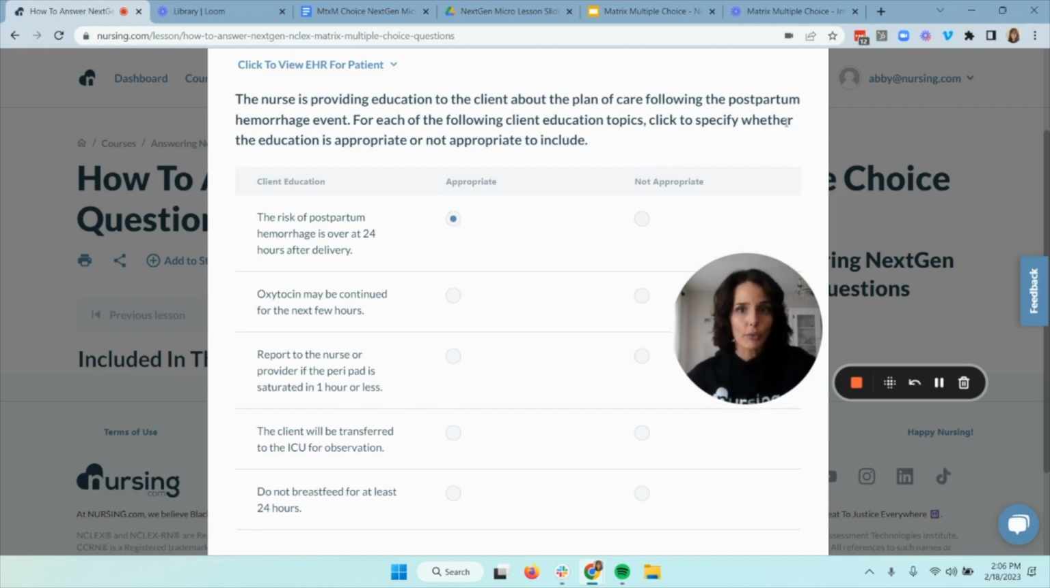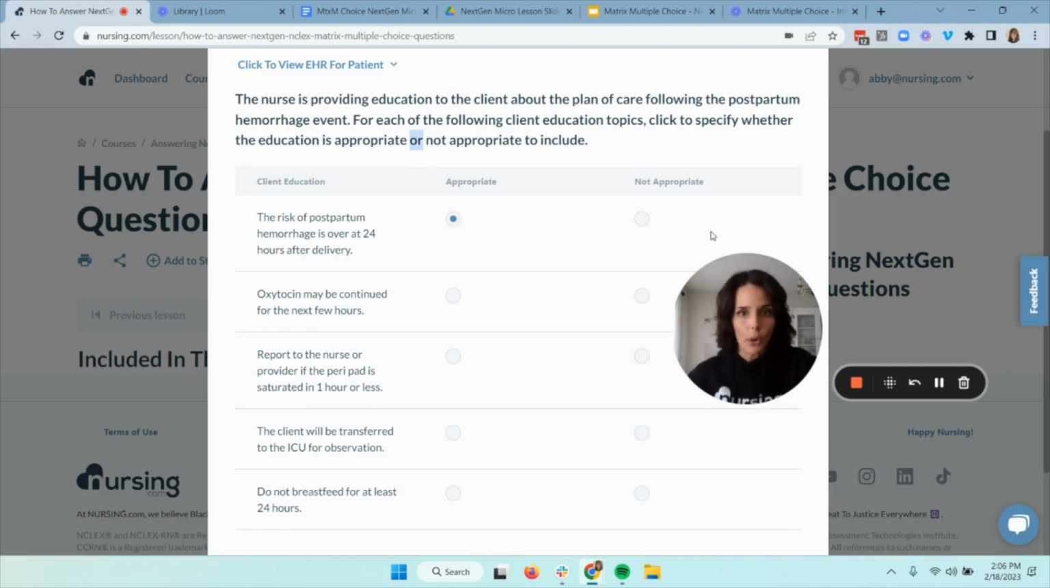Let's read our question before making any selections. The nurse is providing education to the client about the plan of care following postpartum hemorrhage. For each of the following client education topics, click to specify whether the education is appropriate or not appropriate to include. There's that word I told you to watch for. We've got one of two choices for this particular question, whether or not this client education here in this column is appropriate or not appropriate.